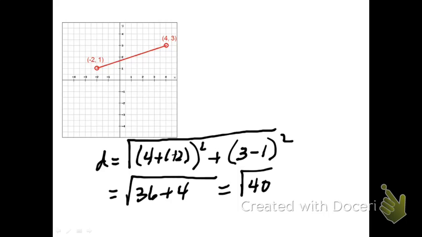Now, 40 is not a perfect square. Numbers like 9, 16, 25, those are all perfect squares because we can take their square roots. For our purposes in this assignment, you can leave your answer like this if it's not a perfect square. In reality, this would simplify to 2 radical 10. But you don't need to take it that far for today. Later we'll learn how to do that. So here, just go ahead and leave your answer in radical form if it's not a perfect square.